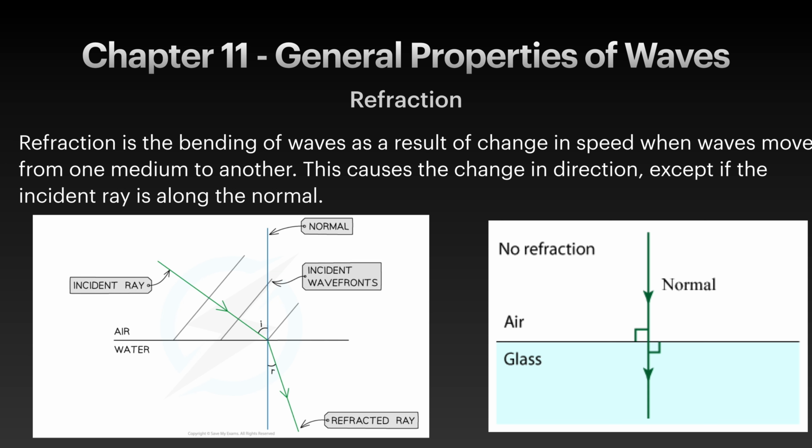Next up, we have refraction. Refraction is the bending of a wave as it changes speed when entering a different medium. If the wave enters at an angle, its direction changes, except if it travels along the normal, where it just changes speed without bending. That is, when the wave is traveling along the normal, there is no refraction taking place.